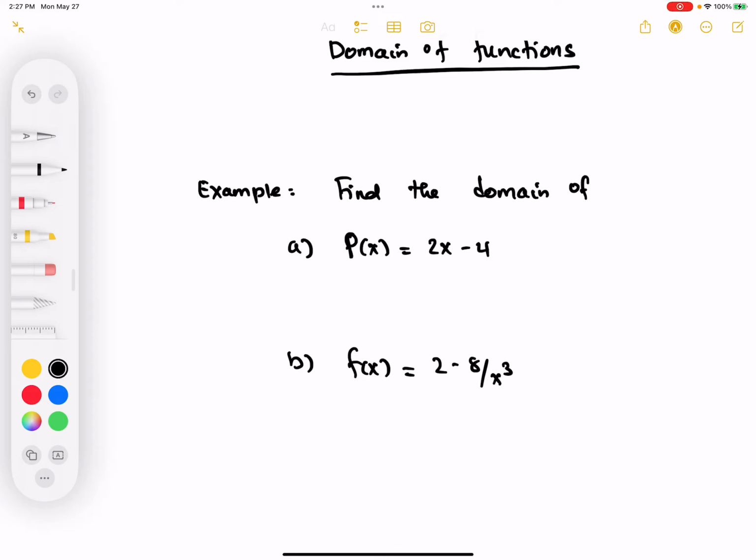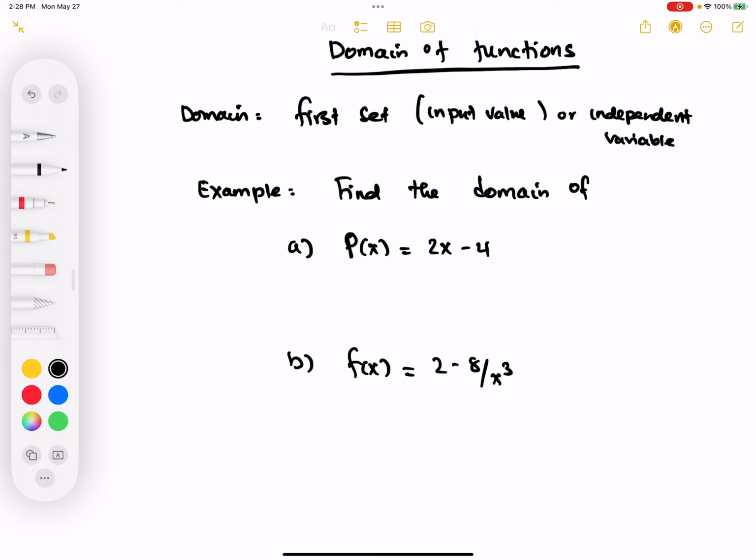All right, let's see how to find the domain of functions. So we stated that the domain, just to refresh, is the first set or input value, or sometimes we call it the independent variable.